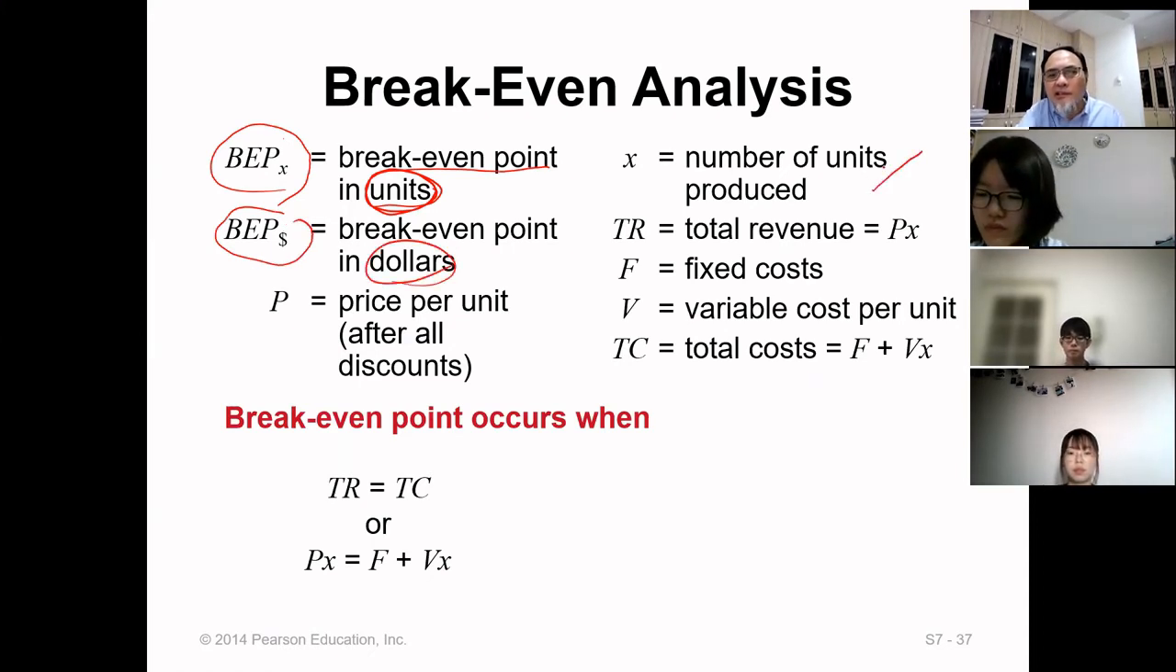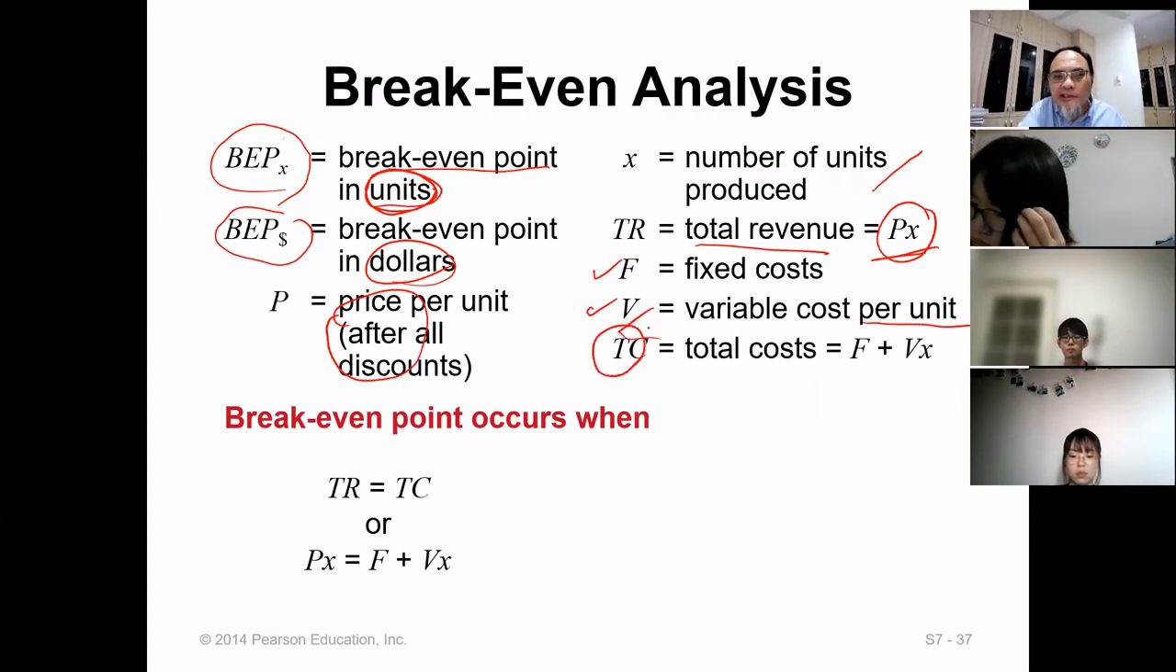X is the number of units produced. Revenue is price, P, price, times volume, PX. Fixed cost is F. V is variable cost per unit, and TC is total cost, which is F plus VX.